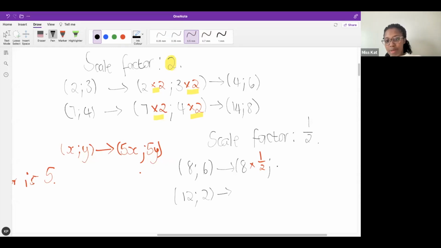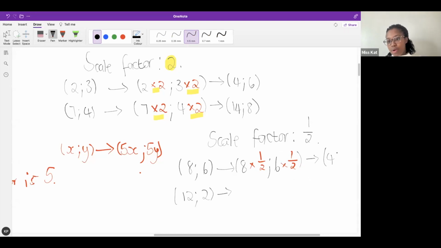What happens if you multiply stuff by a half? Yes, Mikhail? It's divided by 2, ma'am. Thank you, Mikhail. It's divided by 2. So then my new coordinates will be what? Oh, she vanished. What are my new coordinates, guys?